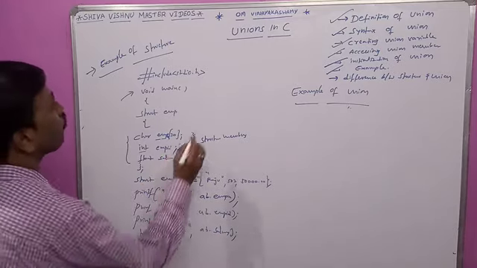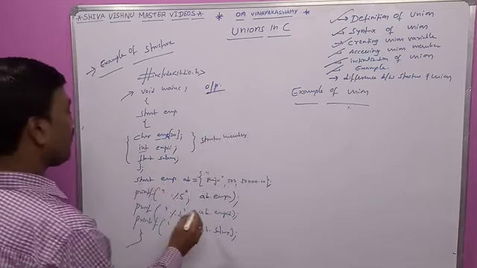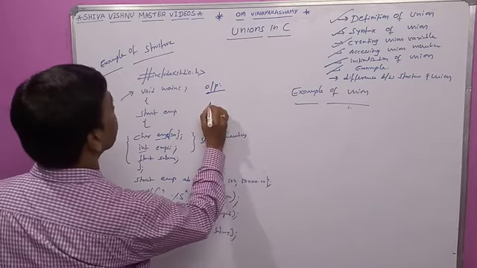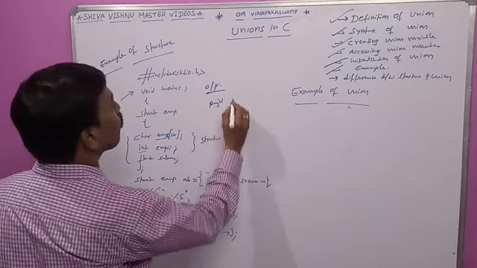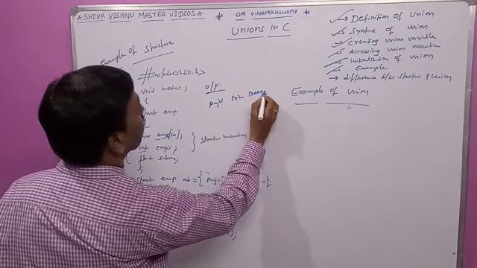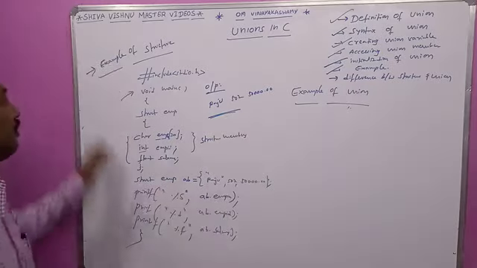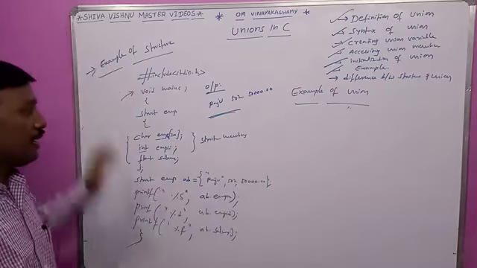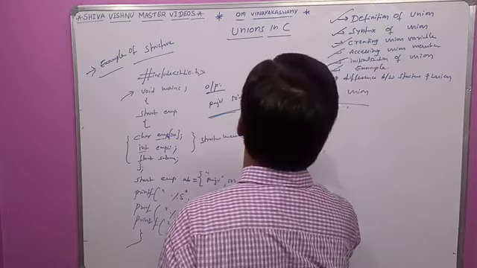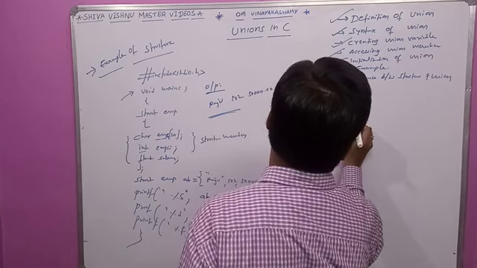Now you can see the output of this program. Here you can see Raju, 502, salary 50,000. This is the answer of this program.